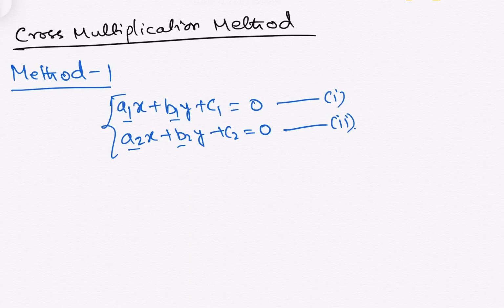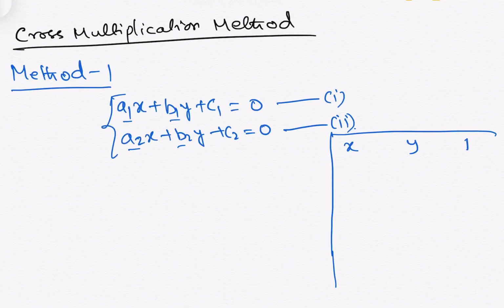Now, for your rough calculation, to easily calculate the variables x and y, first you write here x, y, and for the constant part, 1. This is the rule: for the constant part you write 1, the x variable here, the y variable here, and then for the constant part you write 1. After that, in equation 1 the coefficient of x is a1, you write a1 here, the coefficient of y is b1, you write b1 here, and the constant part from equation 1 is c1, you write c1 here.